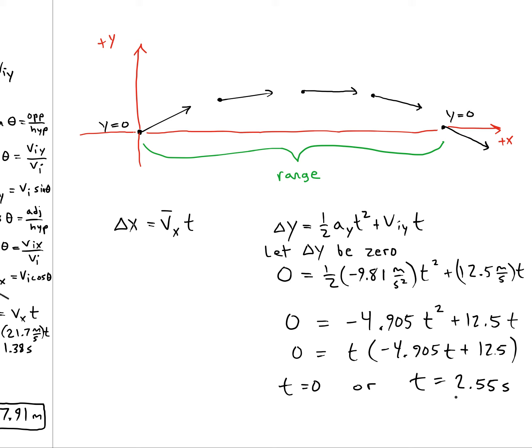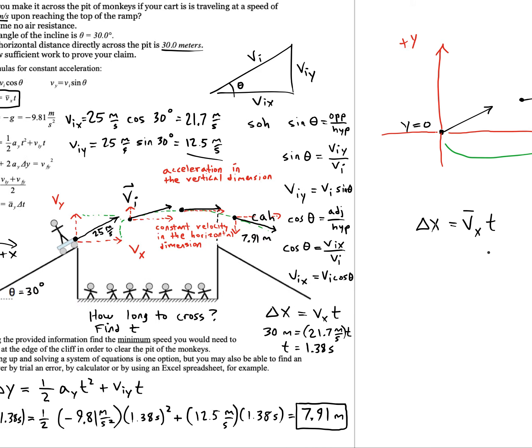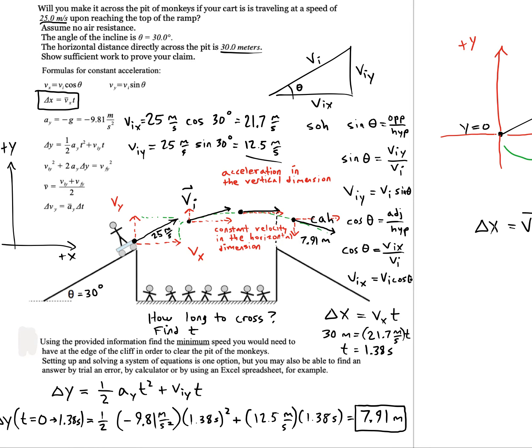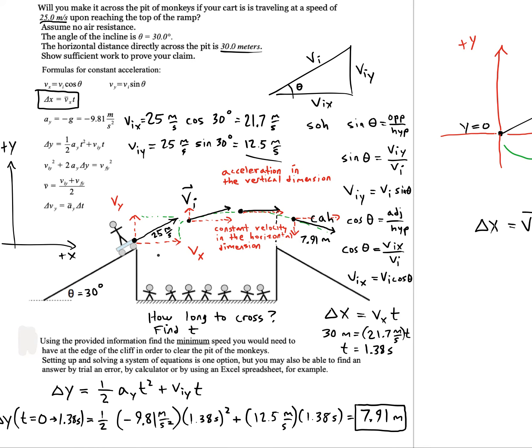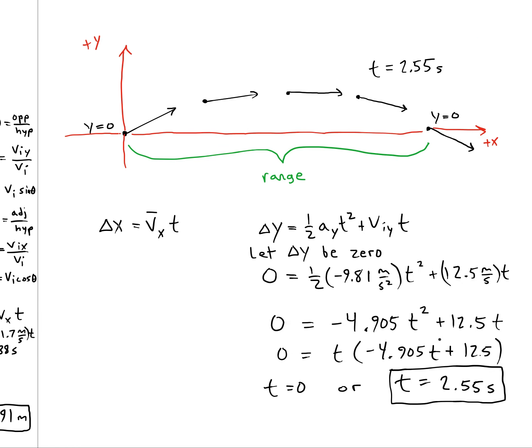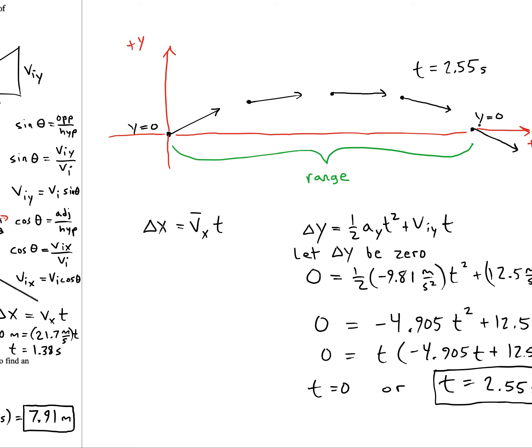So that's another way to reason out that this person will make it across. Because the time of flight before they come back to the height they were launched from is longer than the time required to get across the pit. See, we said earlier that it would take 1.38 seconds to get across the pit horizontally, but it takes 2.55 seconds for them to come back down. So they are going to make it across.